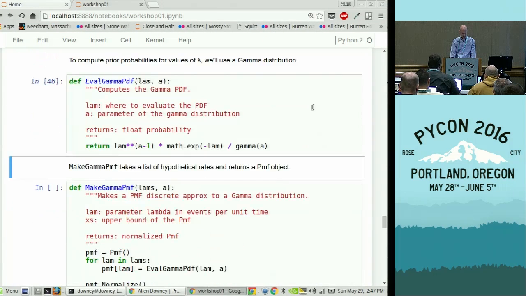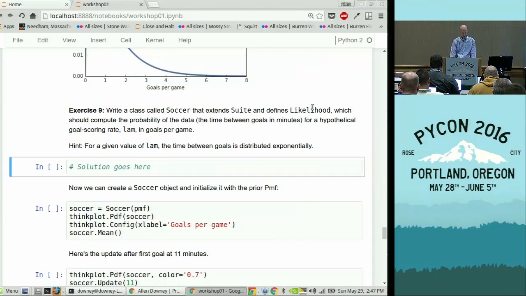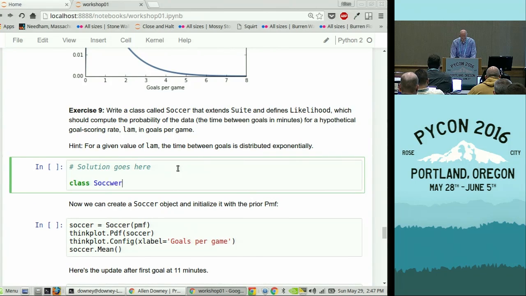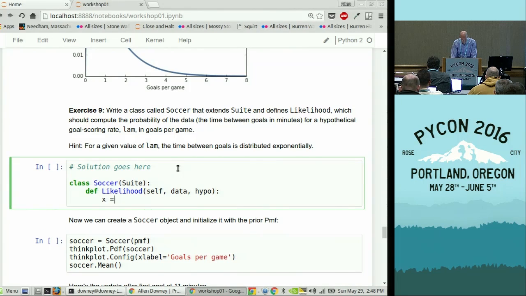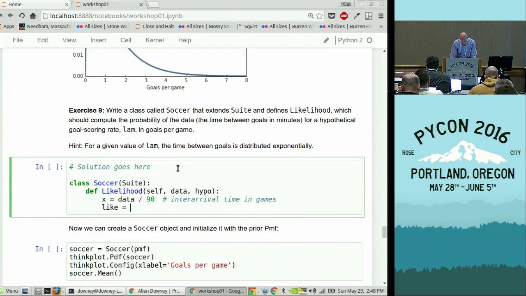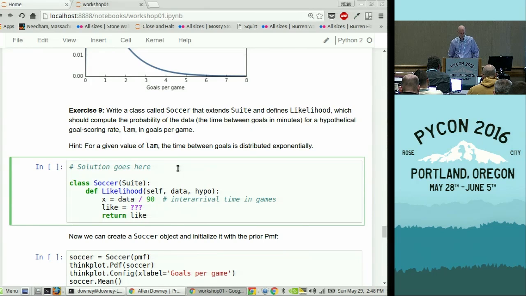And if you go over to the spreadsheet, the notebook, there's your prior, and here's where you're going to fill in the solution, and I will get you started. So there's some starter code there if you want to work with that, and I'll come around and help people out if you have questions.